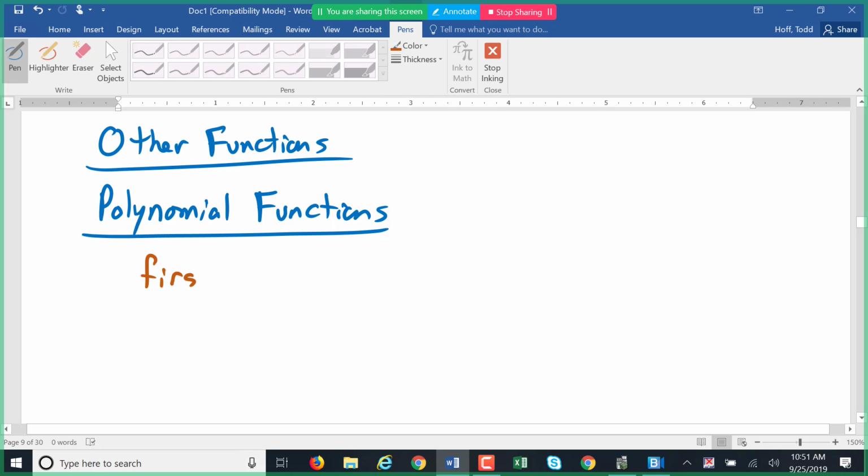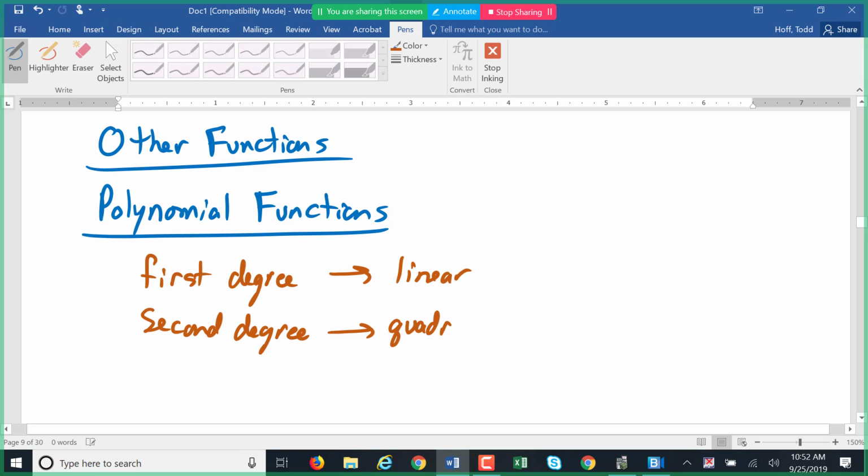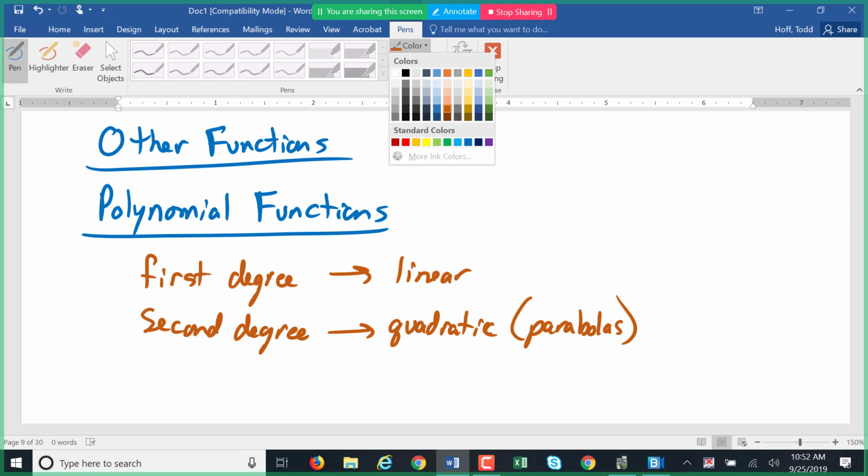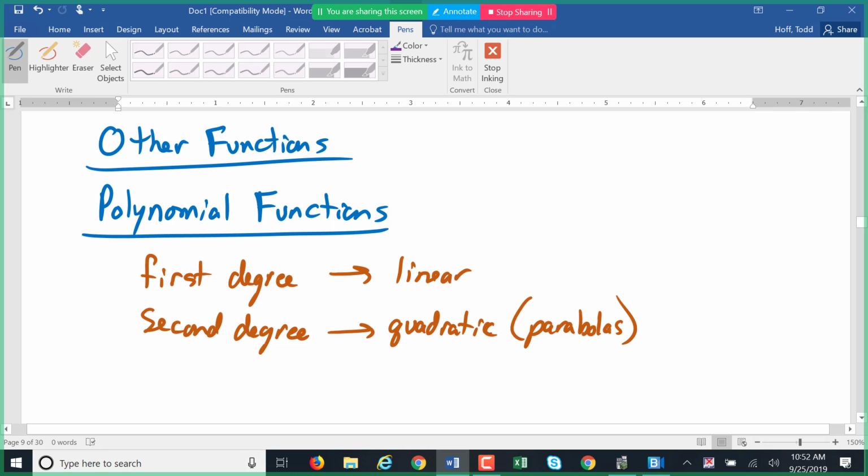First degree, that means the largest power on x is 1. That's linear. We've already done those. Second degree, meaning the largest power on x is 2. That's a quadratic, giving us the parabolas that we just talked about. So we're looking at polynomial functions, but we're really only looking at the ones that are larger than second degree.